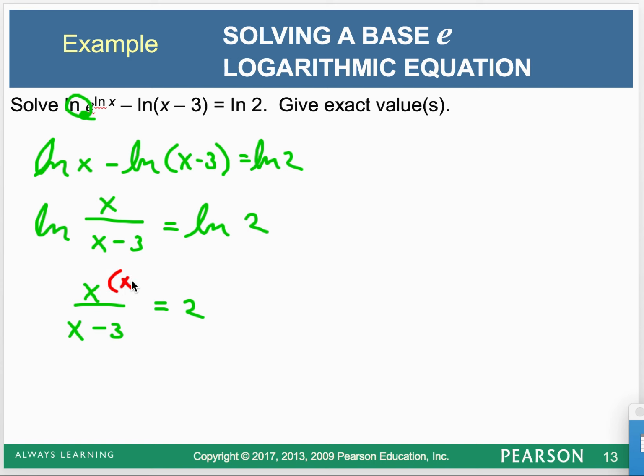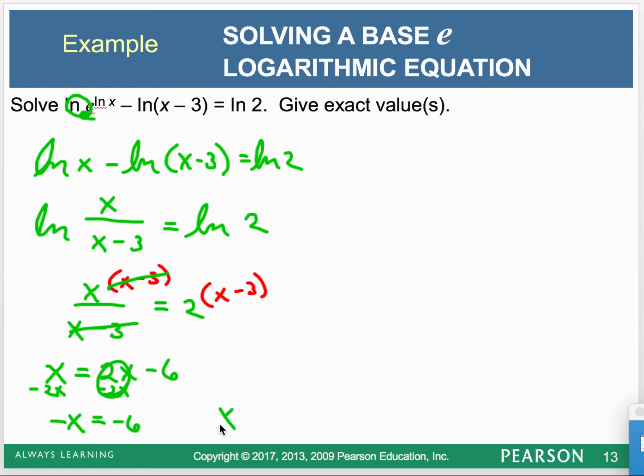Let's multiply both sides by x minus 3 to get rid of that fraction. So x equals 2x minus 6. That's just a linear equation. Let's subtract 2x from both sides. Negative x equals negative 6. So x equals 6. Let's plug in. This is okay. 6. 6 minus 3 is positive.